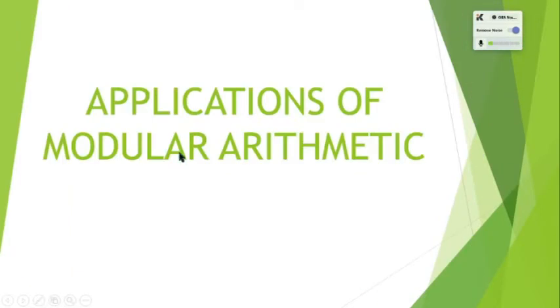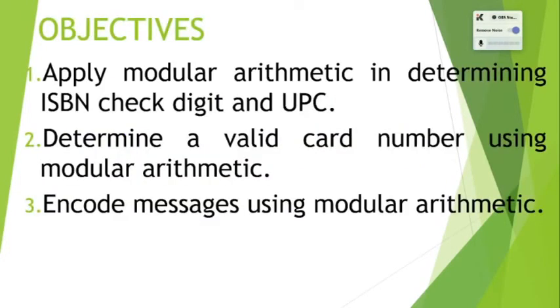Okay guys, so this is part 3 of week 13, applications of modular arithmetic. Okay? Now, these are the objectives. Apply modular arithmetic in determining the ISBN check digit and UPC. Next is determine a valid credit card number using modular arithmetic. Then encode message using modular arithmetic.